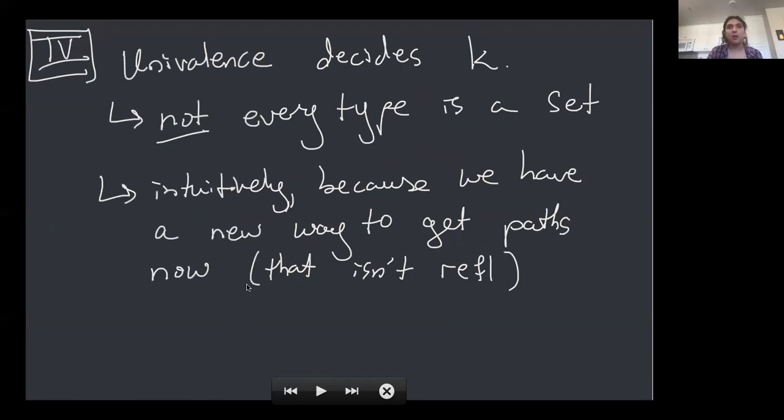Okay, so another thing that's kind of neat is univalence decides K. So remember, K told me that every type is a set, or equivalently, there are no non-trivial paths. And this ends up being false, intuitively, because univalence gives me a new way of getting paths. If you give me some equivalence, that's a path now. So as soon as you know that there's some non-trivial equivalence, that immediately buys me a non-trivial path.